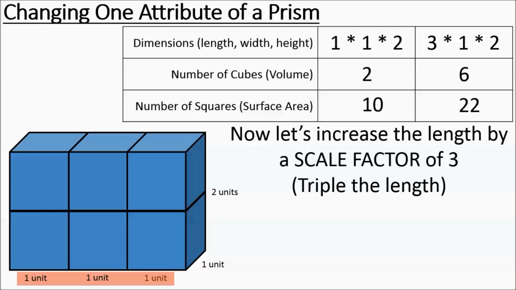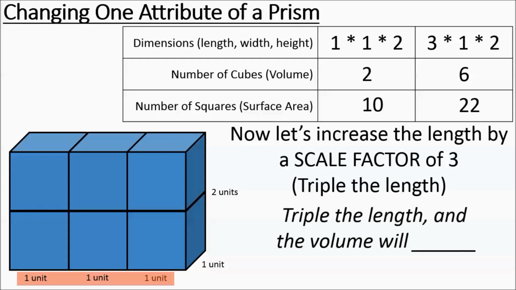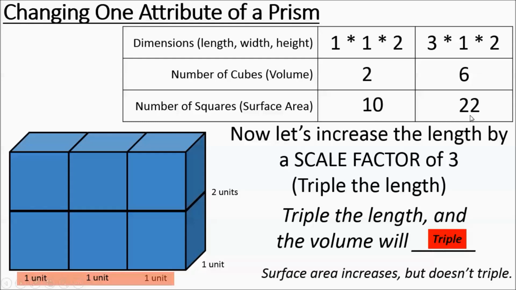So we need to tune into the volume again. When you triple the length, the volume also triples. We take our volume and we triple it. Did the surface area triple? If the surface area tripled, the new surface area would be 30. So it didn't triple, but it did increase. The main terminology you need to understand here is how changing the scale factor of one of the measurements affects the volume and how it affects the surface area.